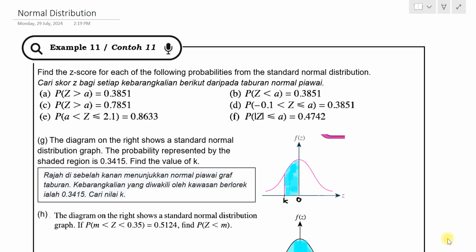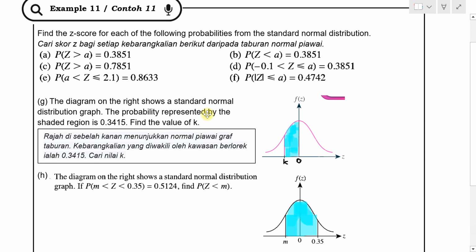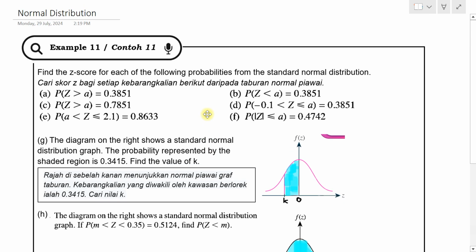Okay, welcome guys. This is example 11 from our normal distribution subtopic. This is the counterpart of example 10. In example 10, you are given the Z score and you need to find the probability. Now in example 11, the probability is given and you need to find the Z score.